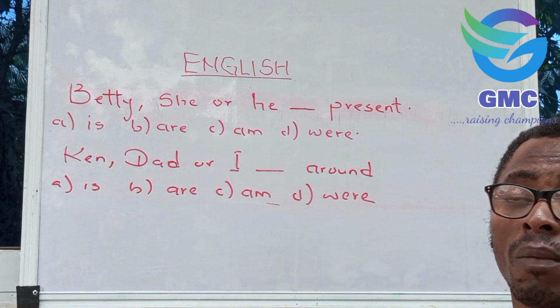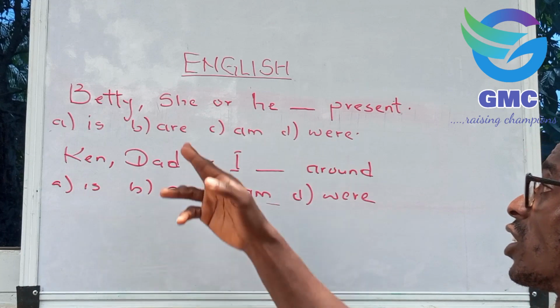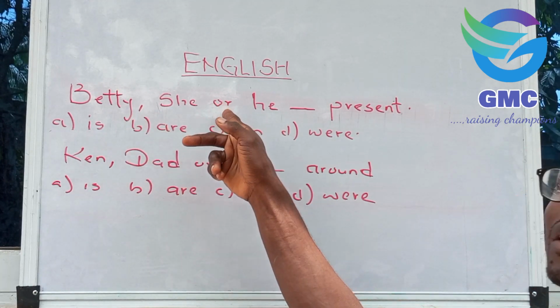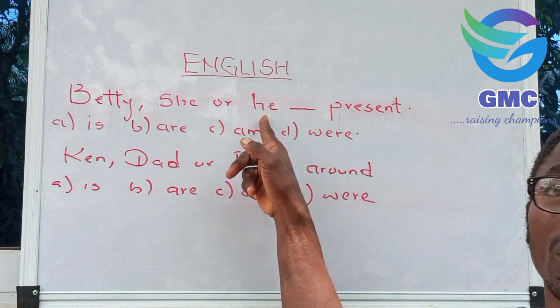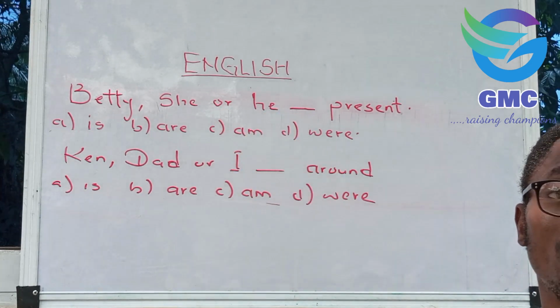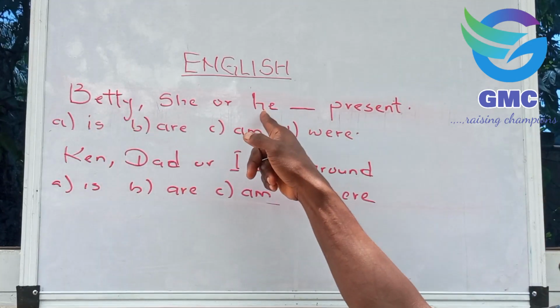Now, one of the mistakes students would make is to consider this as more than one noun. No. Whenever a group of nouns and pronouns are separated with comma and "or," the last noun or pronoun should be considered in the choice of verb. Therefore, you leave out the others and consider this.